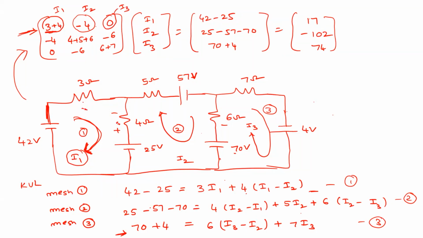3 plus 4, that is the self resistance of this mesh. Similarly, for mesh 2, it is 4, 5, 6. So this is the self resistance of mesh 2.